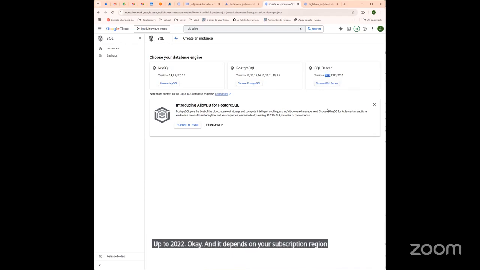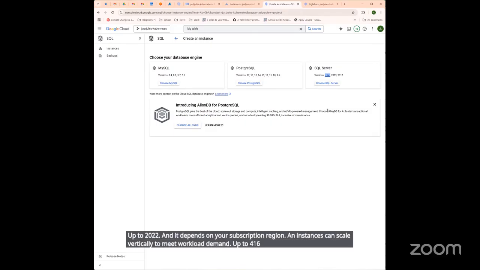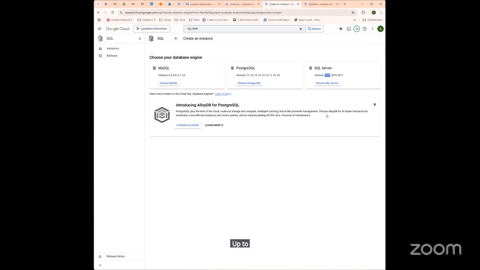An instance can scale vertically to meet workload demand, up to 416 gigabytes of RAM, up to 64 vCPUs, and 10 terabytes of SSD backed storage with automatic scaling. If you need more than that, you may want to consider Cloud Spanner or external partitioning strategies.